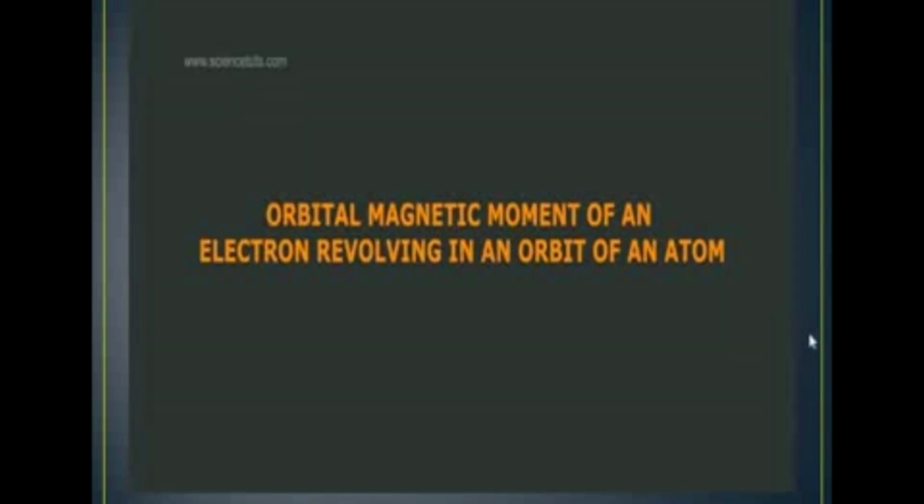Next, now we are going to see the orbital magnetic moment of electron. The electron revolves around the nucleus in a circular orbit. When the electron revolves around the circular orbit, what will happen? It produces the magnetic field.